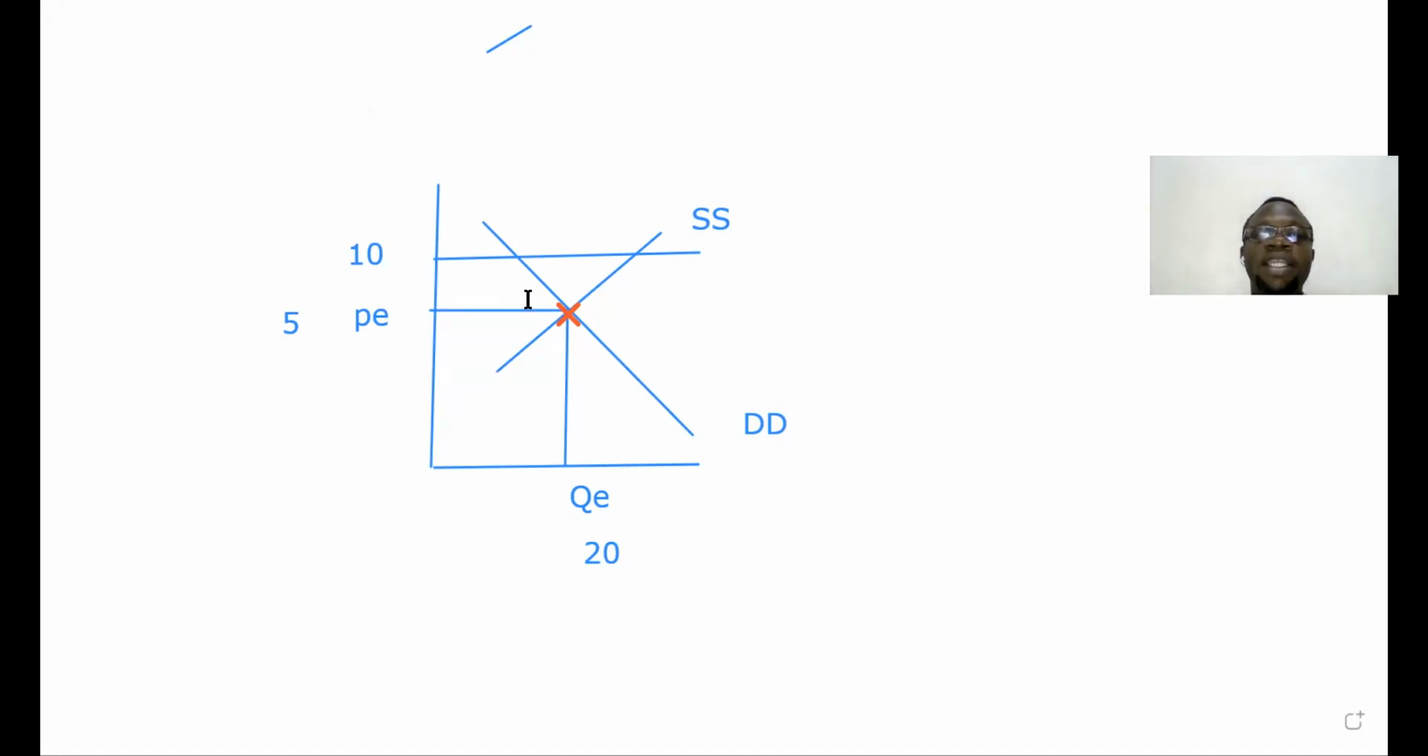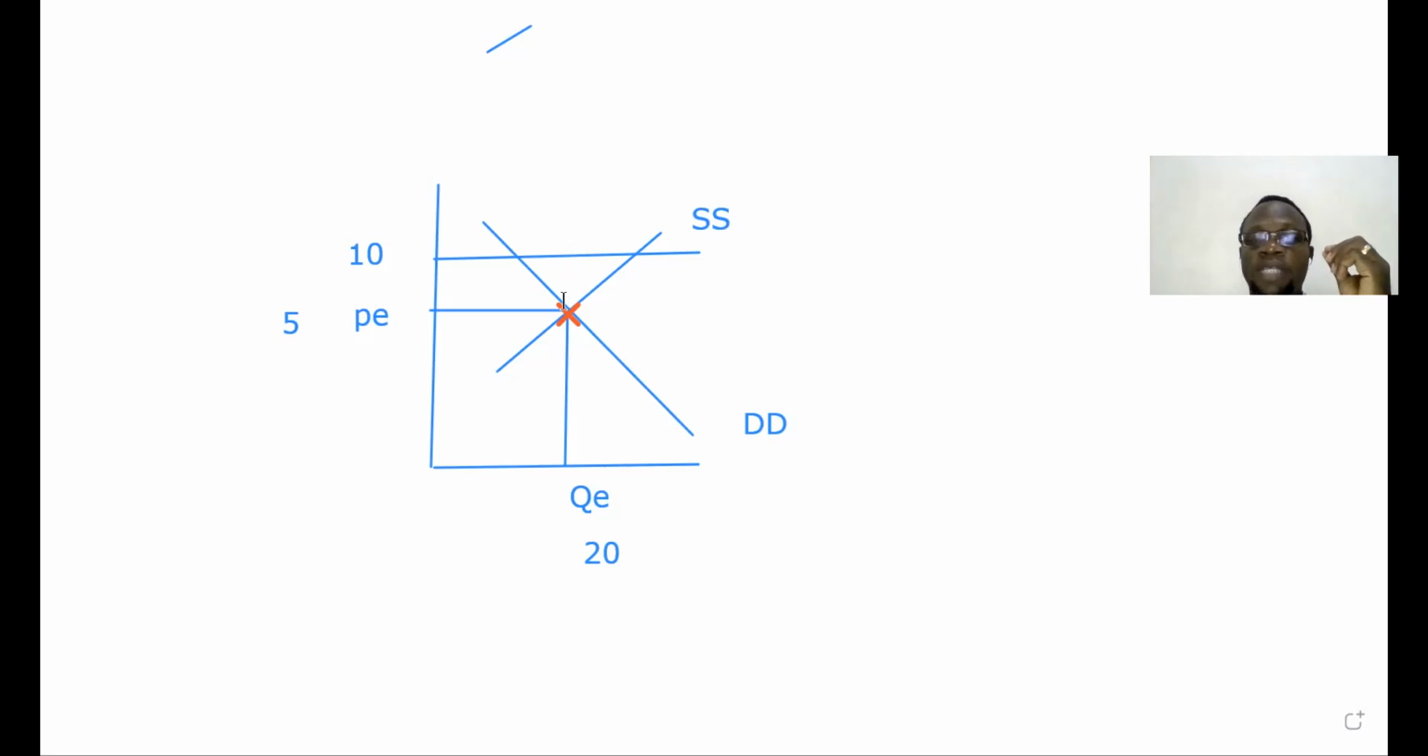So if the government fixes a price that is above the equilibrium price, we call that price the minimum price. It's kind of counterintuitive, but yes. If the government fixes a price that is above the equilibrium price, we are saying that that price is the minimum price.